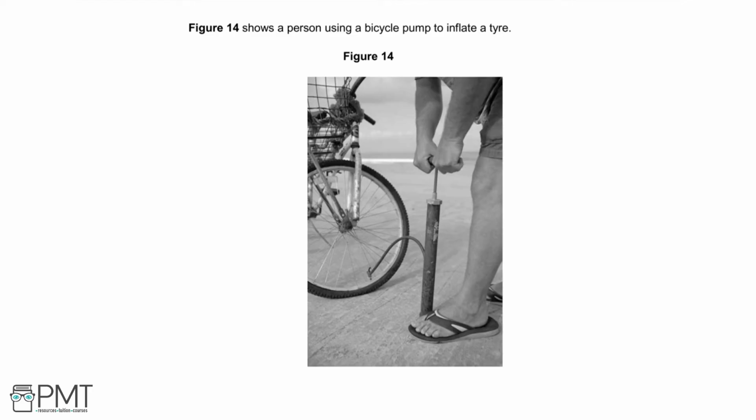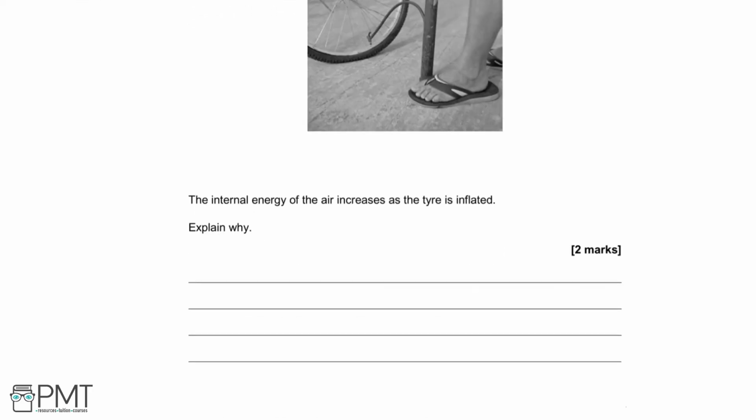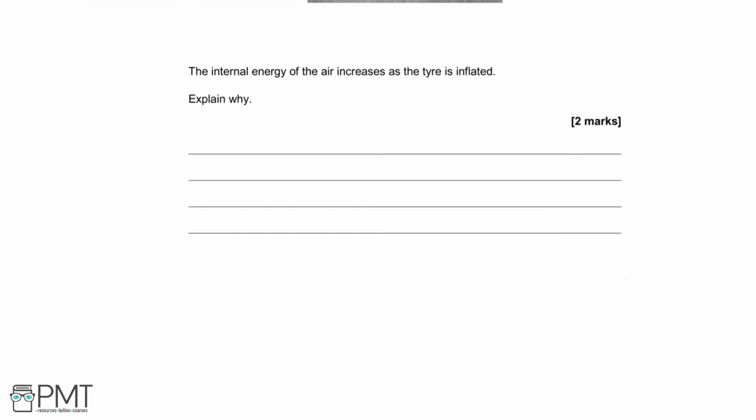Figure 14 shows a person using a bicycle pump to inflate a tyre. The internal energy of the air increases as the tyre is inflated. Explain why.